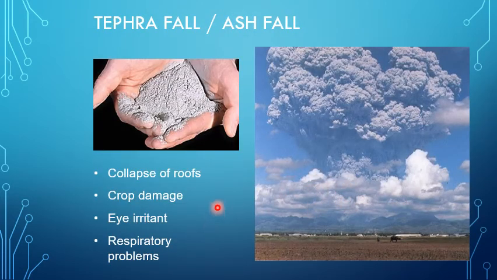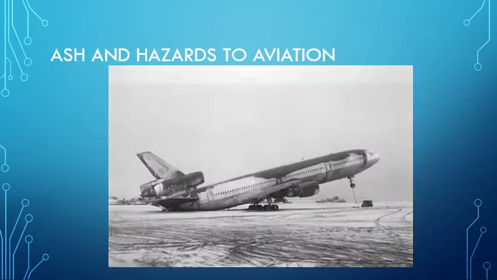Next hazard, tephra fall or ash fall. Tephra fall or ash fall can cause collapse of roofs when they accumulate on these structures during an eruption. It can cause crop damage. It can be an eye irritant, but it is a serious cause of respiratory problems. Ash and hazard to aviation.